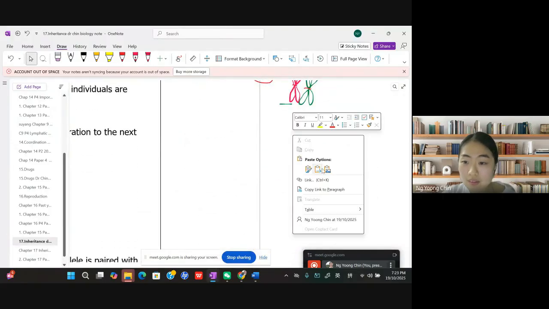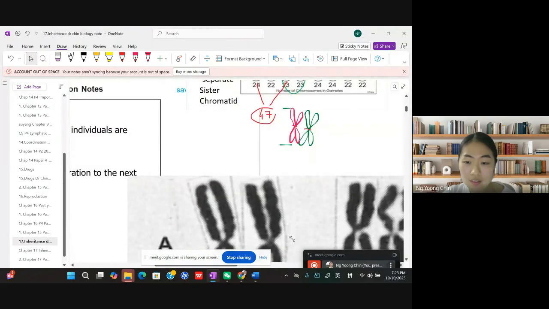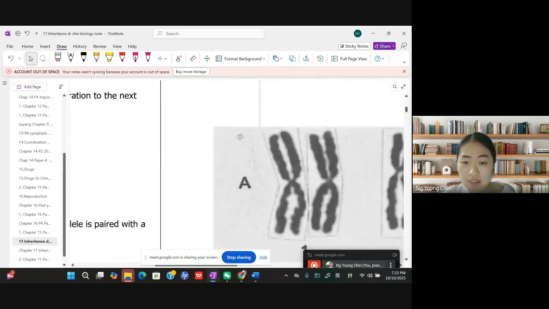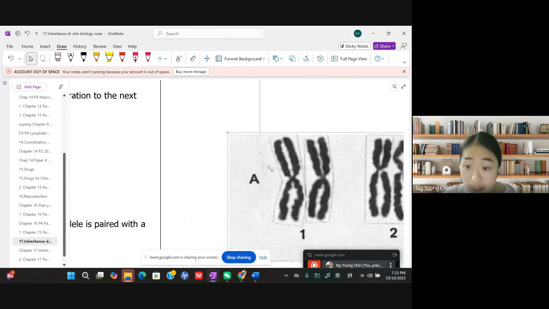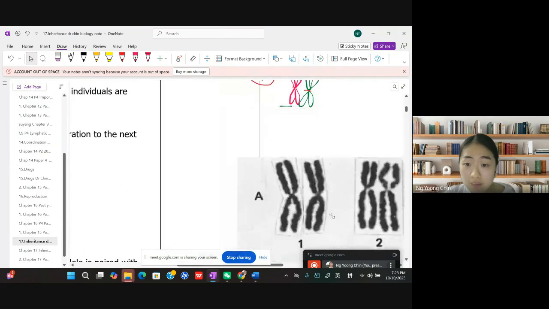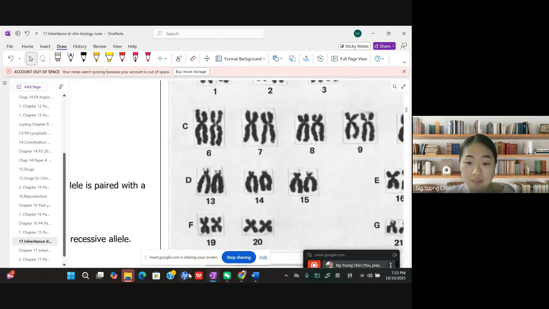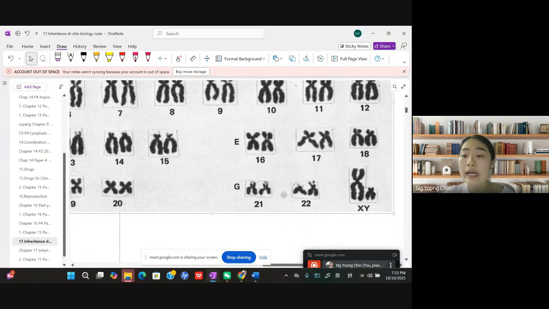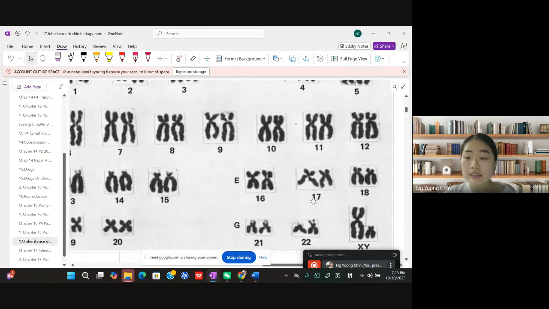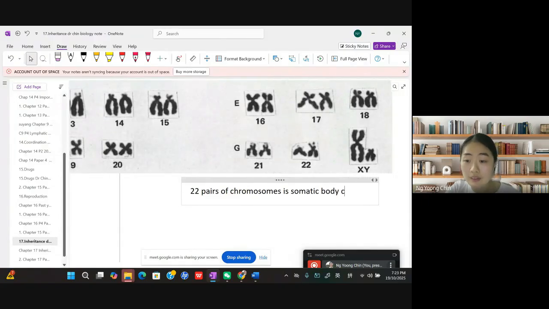Maybe I can put it here. Oh, too big already. So this 23 pairs, 22 of them belong to the somatic cell, which is the body cell. Another one pair will belong to the sex cell. So you have about 22 pairs, and they all belong to the somatic cell. 22 pairs of chromosomes are somatic body cells.